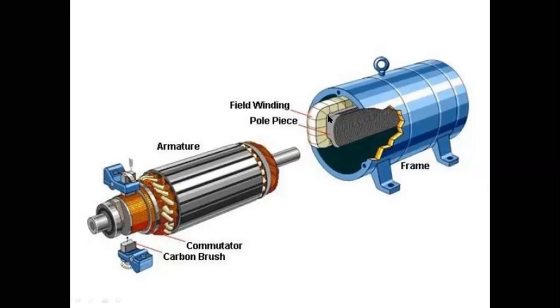So if you see, these pole shoes are generally laminated. Many times the pole body and pole shoe are formed by using the same laminations. The pole shoes are shaped so as to slightly increase the air gap.